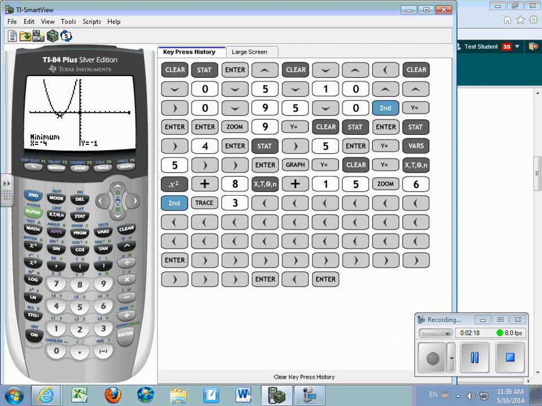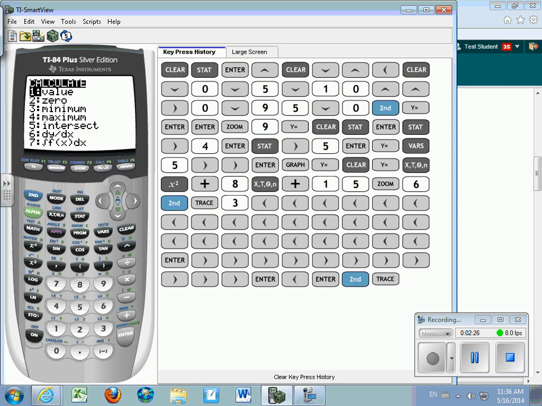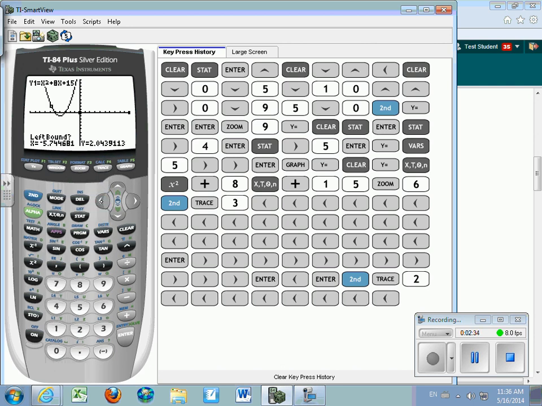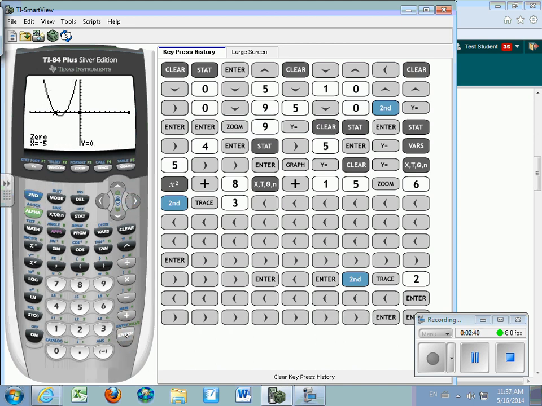And to find the intercepts, the x-intercepts are also known as zeros. So again, we go second trace, and we get into this window here. We want to find a zero, so we choose number 2. To calculate the leftmost zero, I want to bring my cursor to the left of that zero. I hit enter. Then to the right of the zero, I hit enter. And then I just hit enter a third time, and it gives me that zero is located at -5. So when y is equal to 0, the x value is -5.